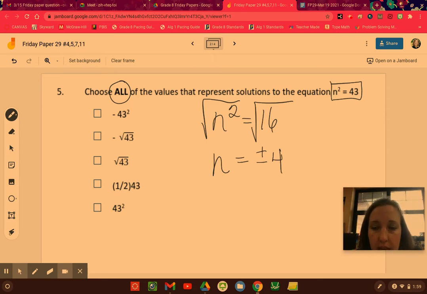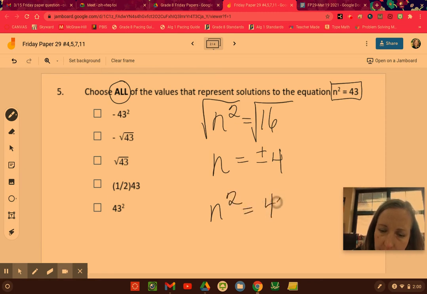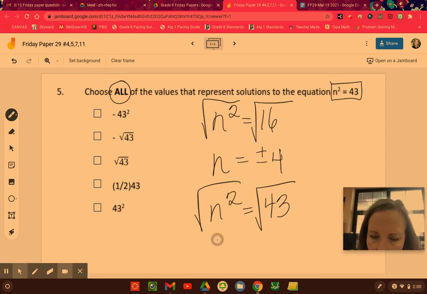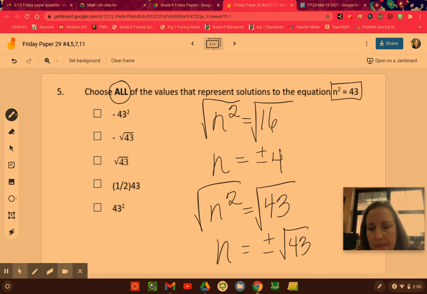So I'm going to take this knowledge and go back to the question that's being asked. In this case, we've got some number squared equals 43. Well, is 43 a perfect square? No, it's not. And I'm going to write it right here, same pattern, the same concept I did with 16. So n would be plus or minus square root of 43 if I leave it in what's called radical form.